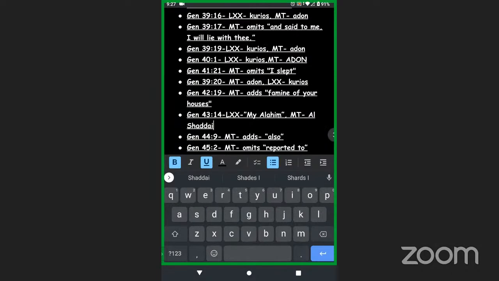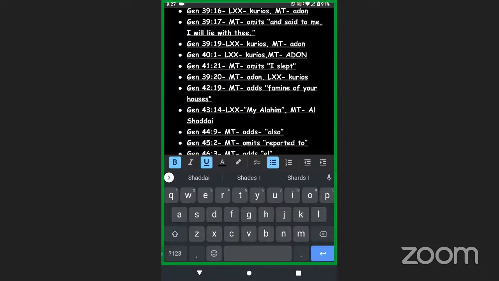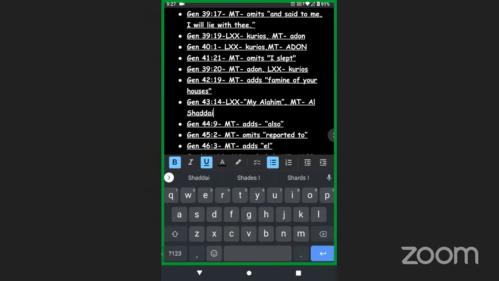Genesis 39, verse 16. LXX again has Kurios. Masoretic text has Adon. By the way, you can find out whether Adonai is in the verse, even in your English translations, if it has a lowercase Lord, or a small capital L and the rest lowercase for Lord, that's Adonai there. Genesis 39, verse 17, Masoretic text omits "and said to me, I will lie with you."